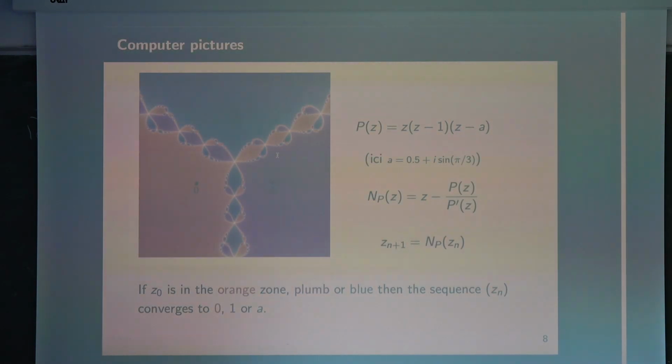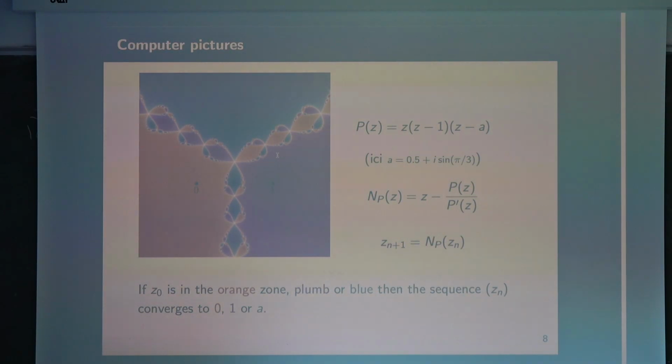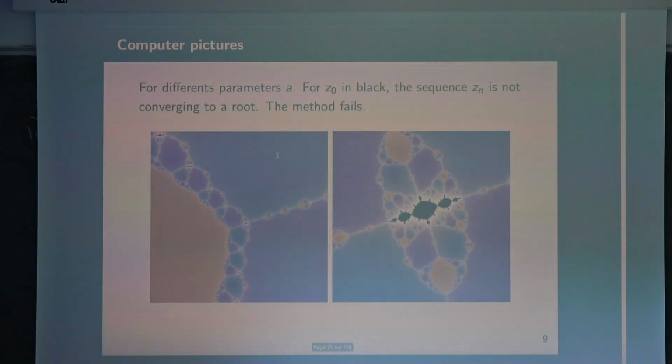And okay, this is a repetition. So here I give you the value of A, and I explain to you that if z naught is in orange, it converges to 0, etc. Is it okay for everybody? Yes? Okay.